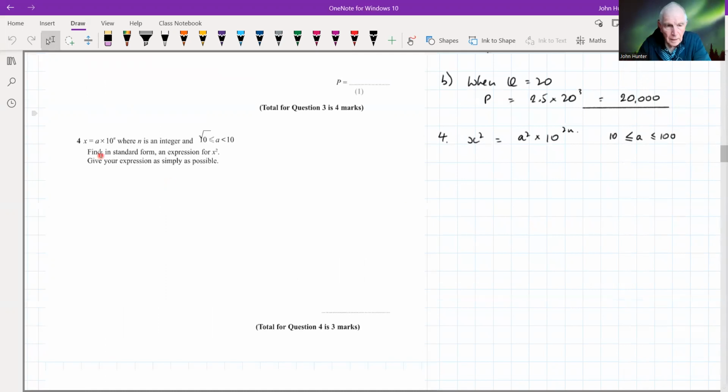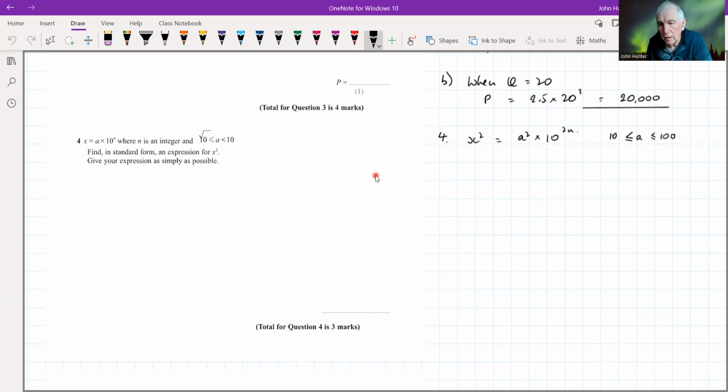Okay. X equals A times 10 to the power of n, where n is an integer, and A is between root 10 and 10. So x squared, if we just square both sides, is going to be A squared times 10 to the power of 2n. Now it says express it in standard form.